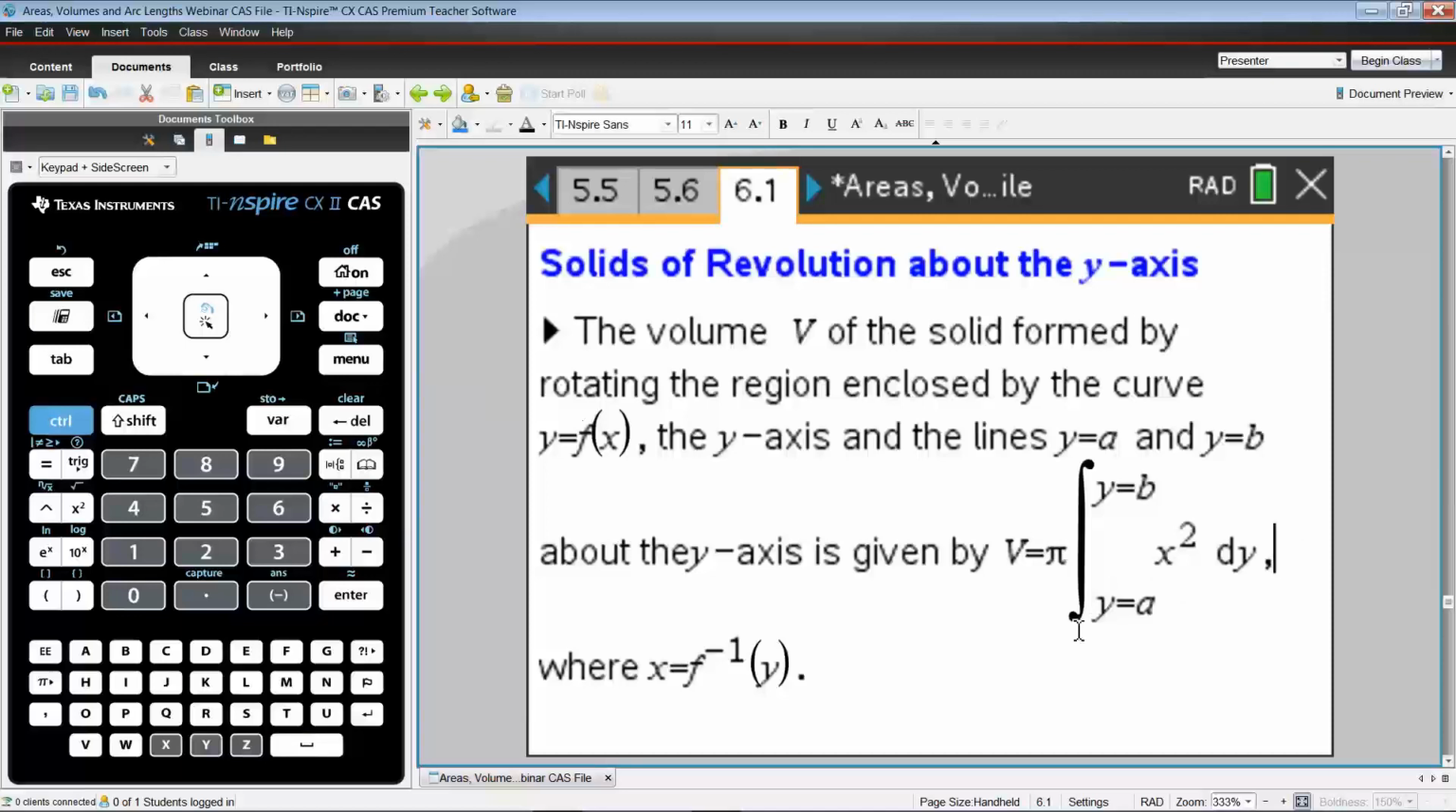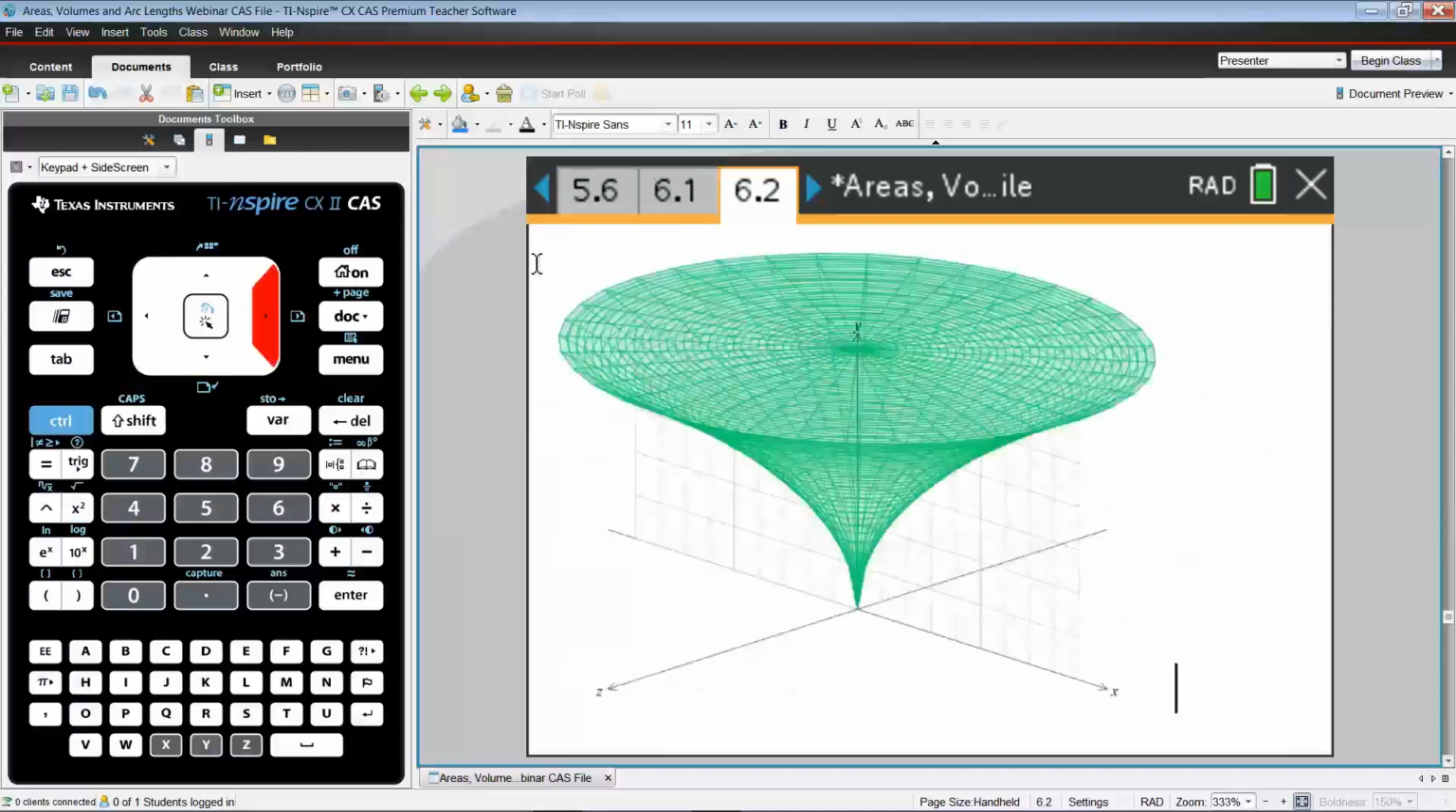Now it is pi times the integral from a to b, but these a and b are actually y values, of x squared dy. Now, what is x, you may be asking? Well, x is just the inverse of the function with y plugged in. In the majority of cases, the curves you have already have x squared in there. So when you solve for x squared, you don't need to solve for x and then square it. You just perform algebra in such a way that you end up with x squared as the answer. And you'll see that in our next exam style question.